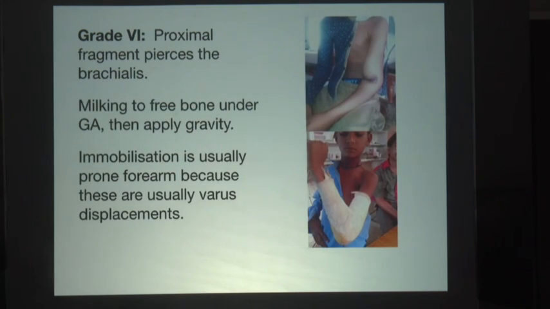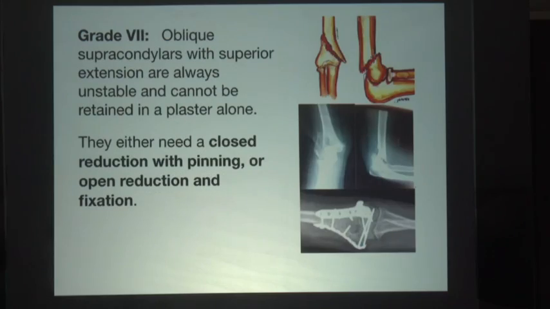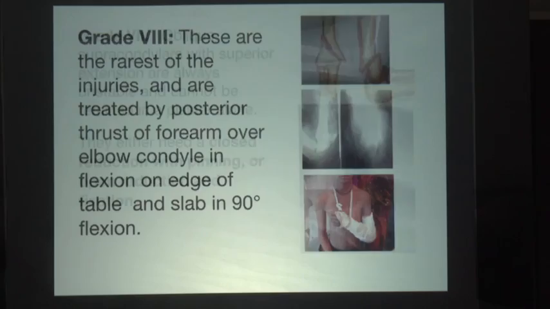In grade 6, with the proximal fragment piercing the brachialis, we have to milk to free the bone under GA and then apply gravity. Immobilization is in prone forearm because they are varus displacements. Obliques need closed reduction with pinning or open reduction plating because they do not stay in plaster.